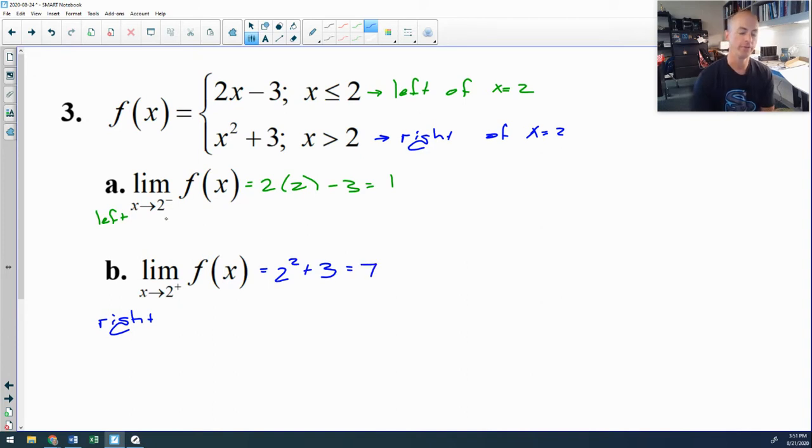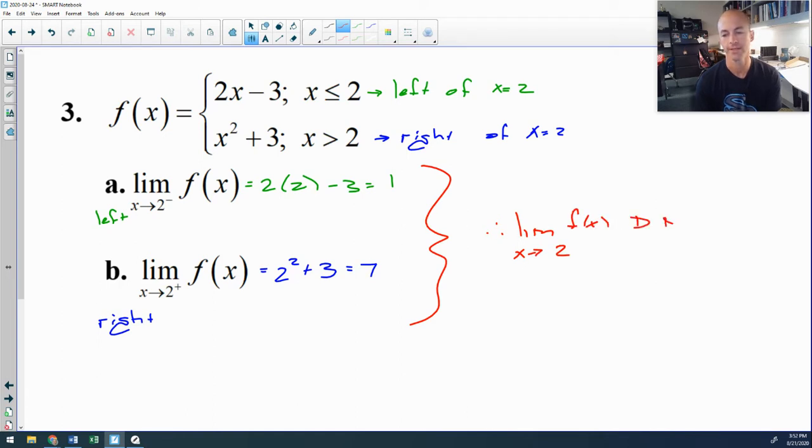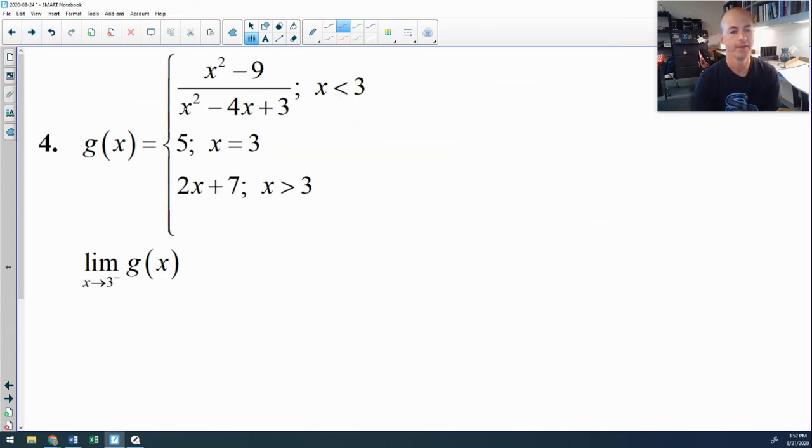And now I've shown that the left and the right sides are equal to 1 and 7 respectively. And this was not asked, but I can look at this and I can conclude that the limit as x approaches 2 of f of x, because left and right were different, I can say that limit does not exist. Okay, let's look at number 4.